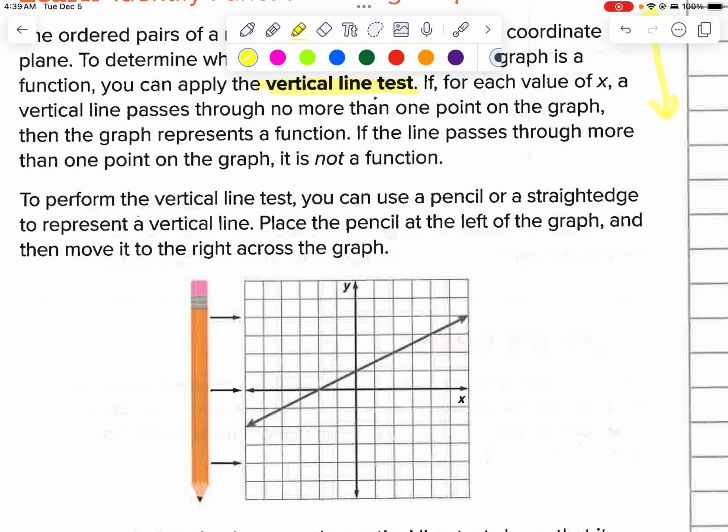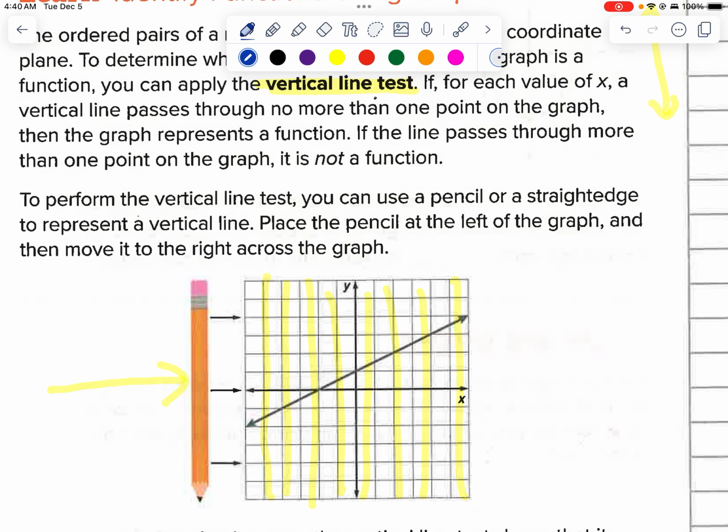So basically what you're going to do is take a pencil and move it from left to right across and see if your pencil hits it more than once. And obviously with this video I can't actually move it, so I'm just going to draw vertical lines. As I draw these vertical lines, does this ever hit the line more than once?